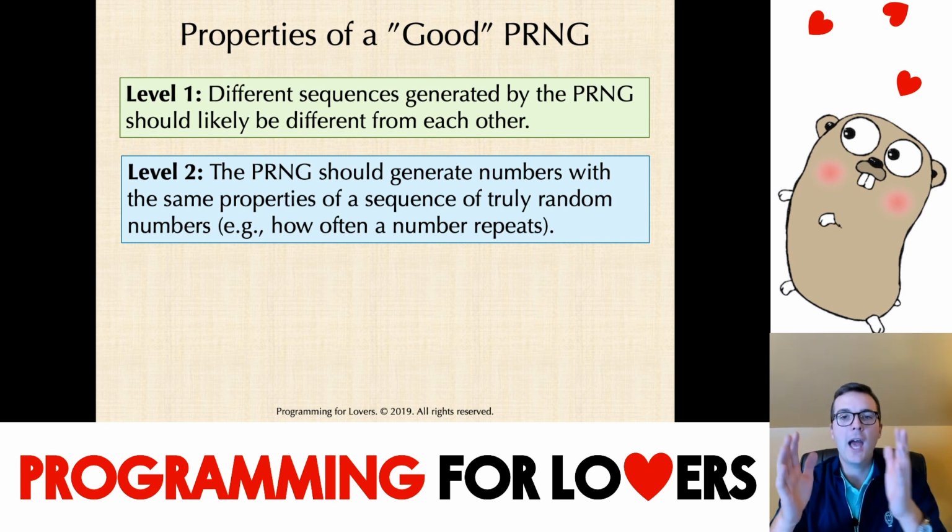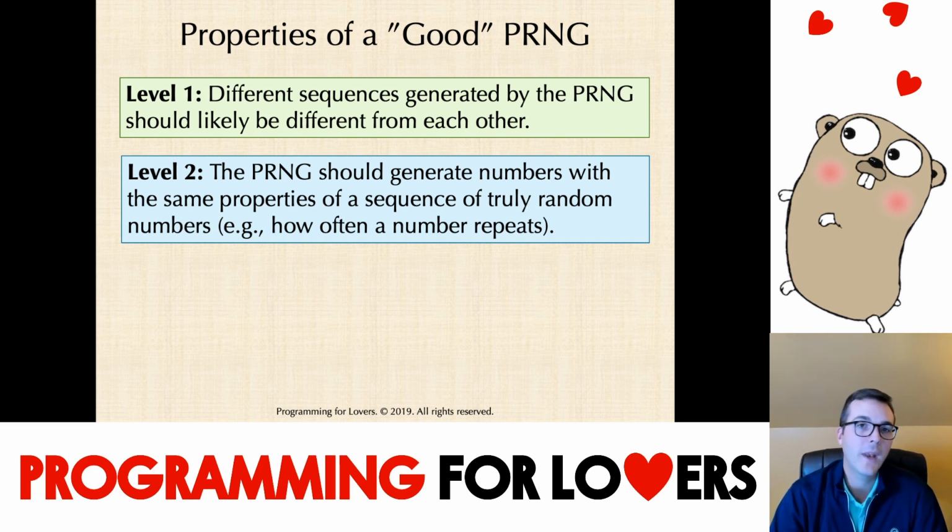So for example, how often a number repeats, but not how often you see the same number twice, but maybe the same number k times, or the number of times that you see a certain substring. Those are going to be distributed in a way that would reflect what would happen if we were looking at a truly random sequence.